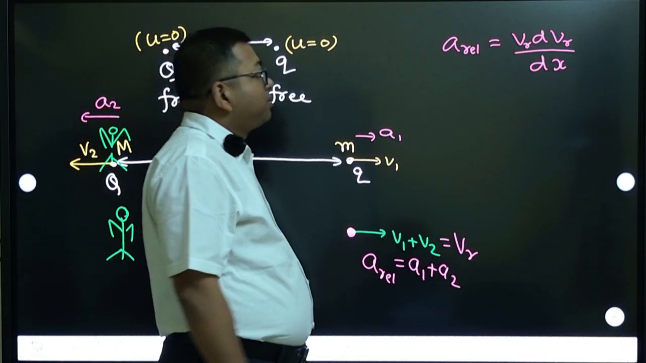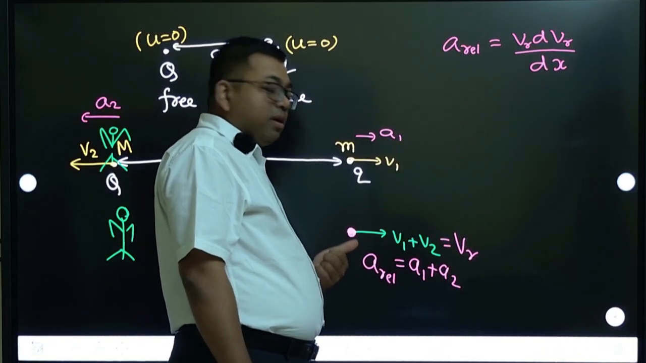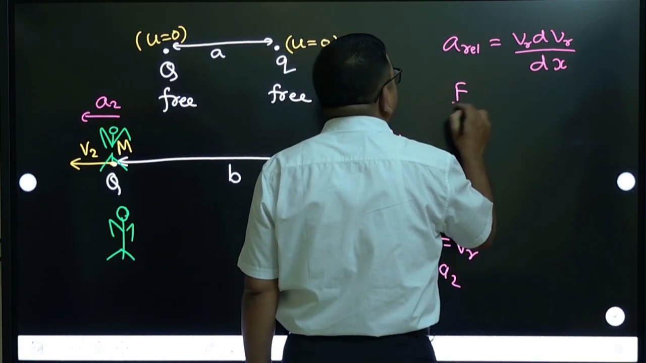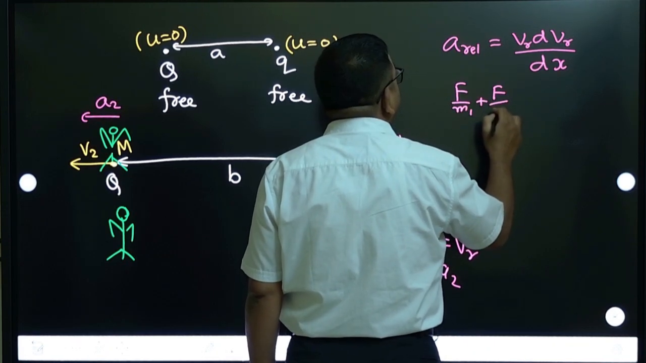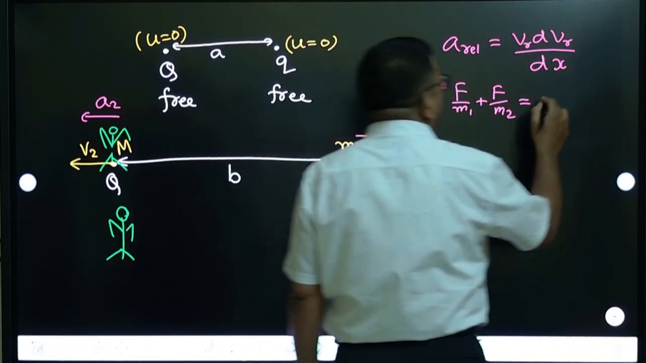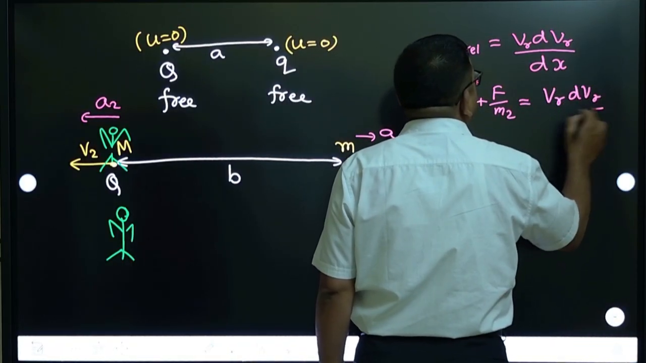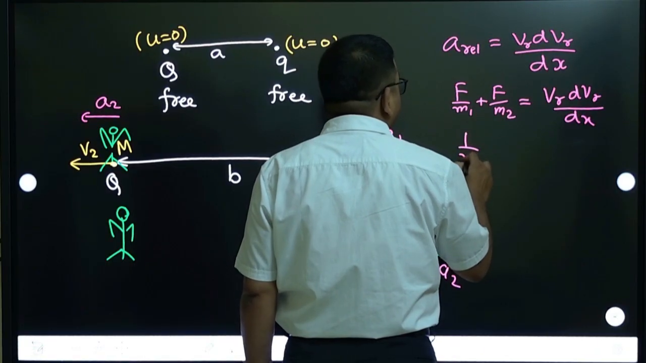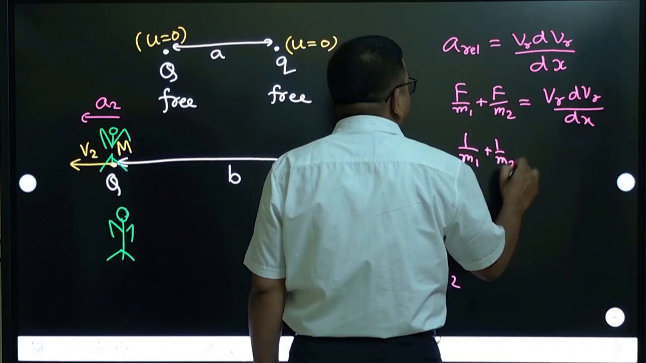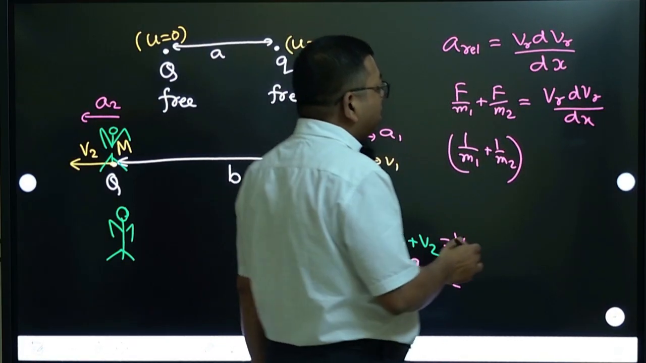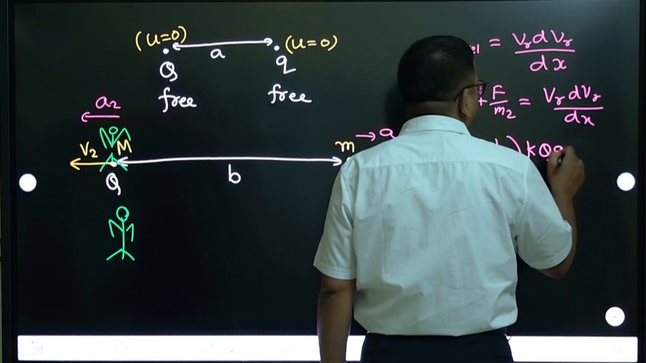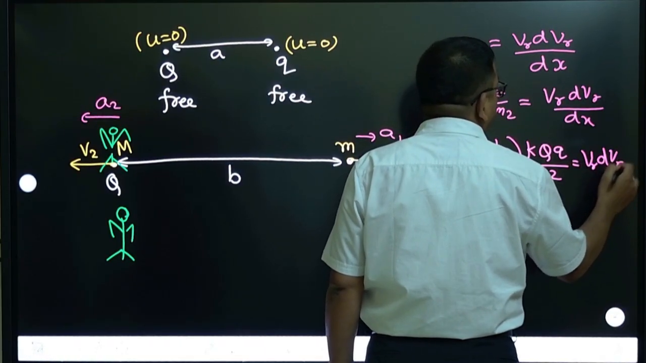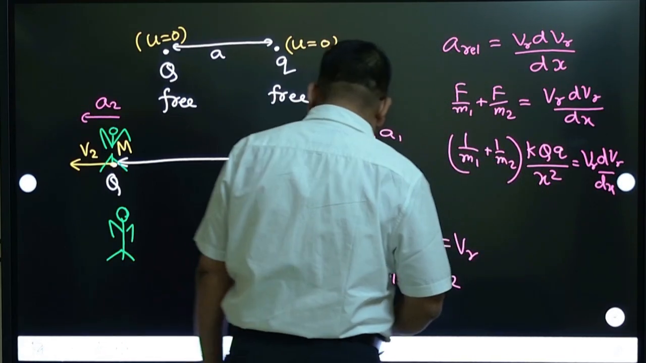Now you can apply that. Relative acceleration is a1 plus a2. A1 is force by mass, and the force is the same, right? So force by mass m1 plus force by mass m2 is equal to vr dvr by dx. Force I can take common, so 1 by m1 plus 1 by m2 will come out. Then force, you write k q1 q2 by x square, equal to vr dvr by dx. So again you try to solve it.